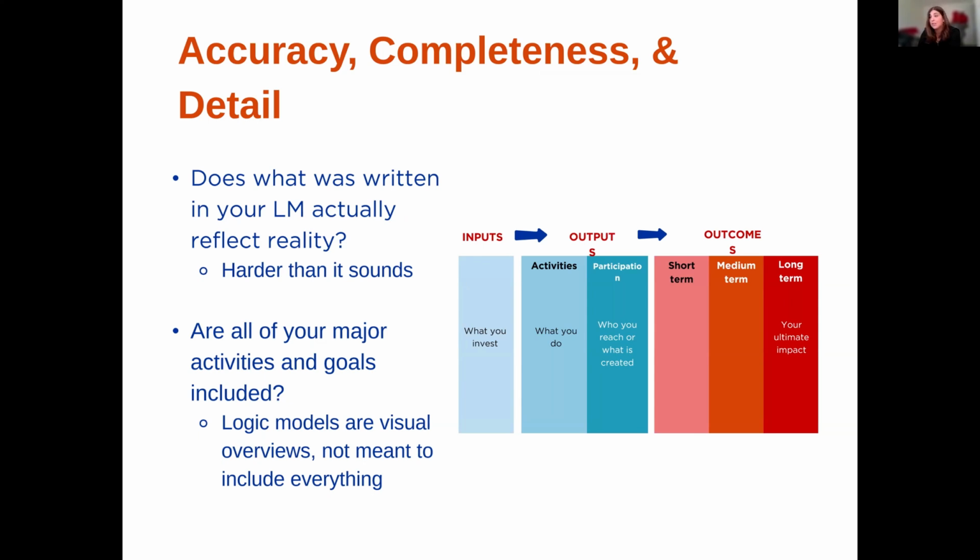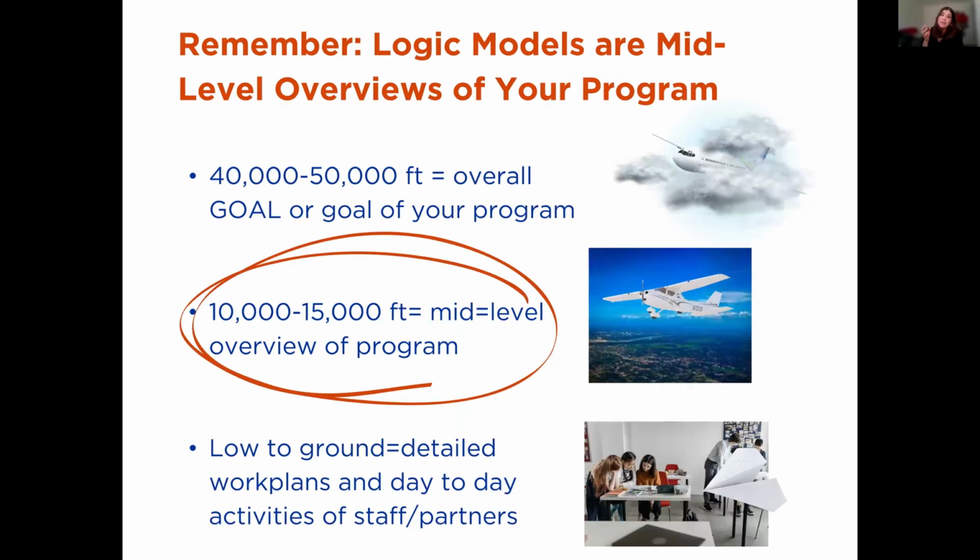So remember, logic models are supposed to be visual overviews, right? They are not meant to include everything. And this is one of the biggest mistakes I see with people who are newer to logic models. So particularly with this idea of what level of detail or what balance belongs on a logic model, right?